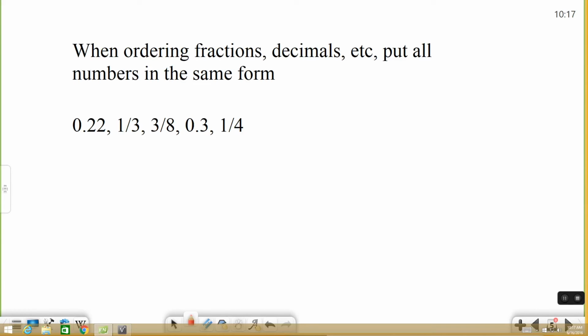So what I would do is I would take 1/3, 3/8, and 1/4 and turn them into decimals. 1/3 I know is 0.33 repeating. I'm just going to call it 0.33. 3/8, well, I know 1/8 is 0.125. So 3 of those is going to be 0.375. And then 1/4, it's a quarter. A quarter is 25 cents or 0.25.